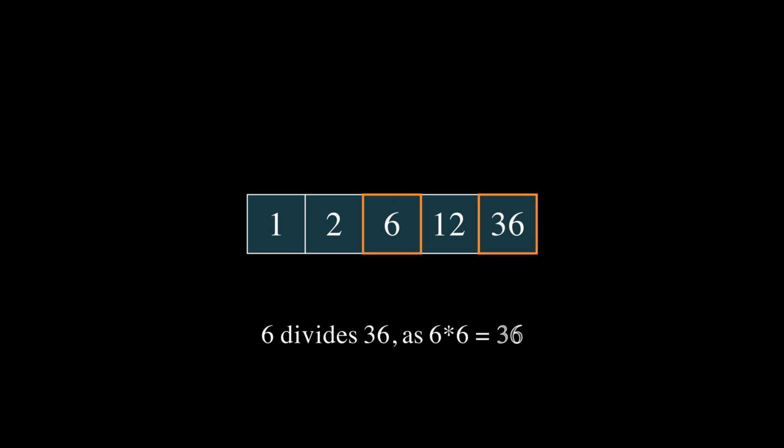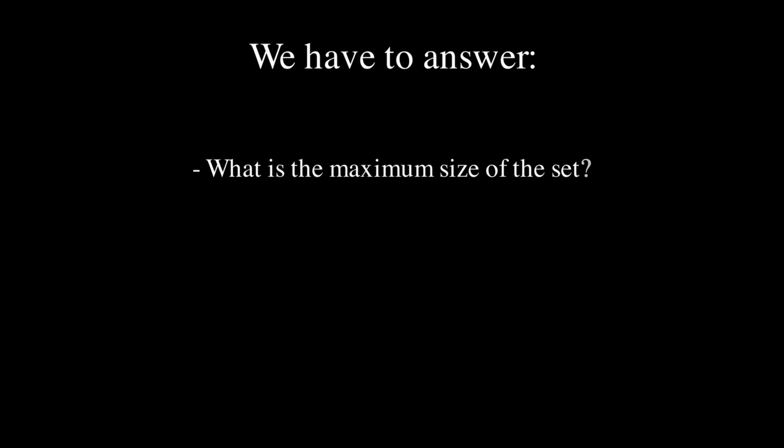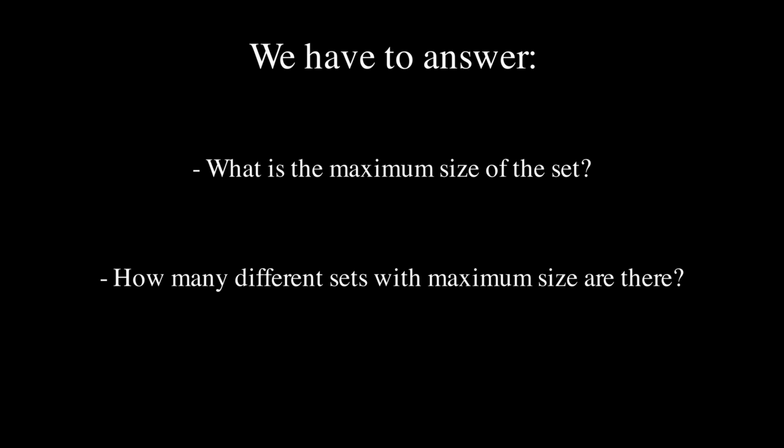To construct the set, you are given two numbers as an input, L and R, and you can construct the set from the integers between L and R, inclusive. The problem asks you to find, number one, the maximum size of the set that you can construct, and number two, how many different ways you can construct the maximal set, or how many different sets there are that have the maximal size.